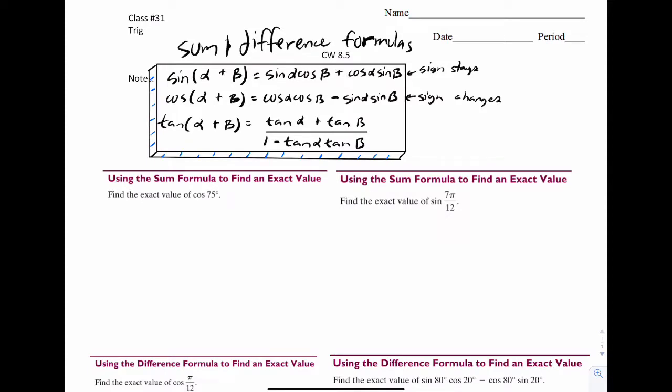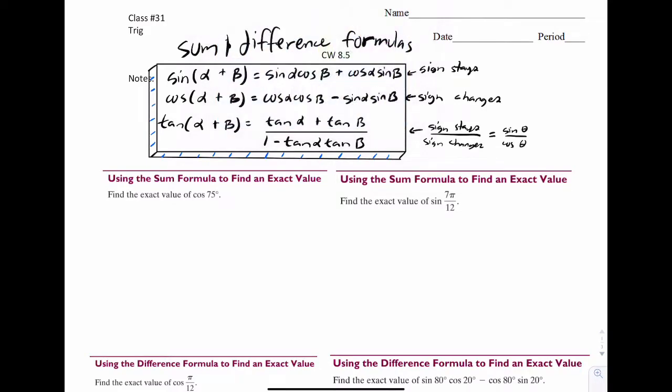Then look at the bottom. Tan alpha plus beta is equal to tan alpha plus tan beta over 1 minus tan alpha tan beta. So here you want to notice that on the top, the sign stays. On the bottom, the sign changes. And that makes sense because tangent is, again, sine of theta over cosine of theta. And sine stays and cosine is switching or changes. So again, you have to memorize those after today.